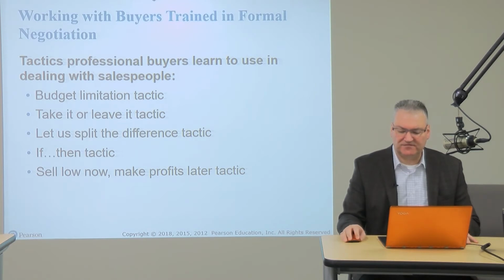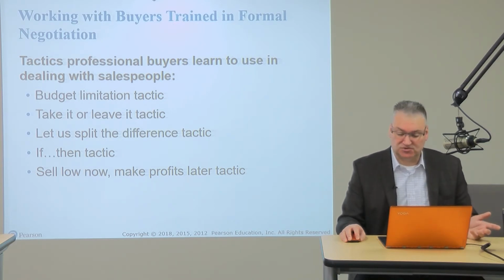Working with the fifth and final learning objective of this chapter is understand how to work with buyers who are trained negotiators. Professional buyers often learn to use specific tactics in dealing with salespeople. Example, in the budget limitation tactic, the buyer may say, "We like your proposal, but our budget for the convention is only $8,500."